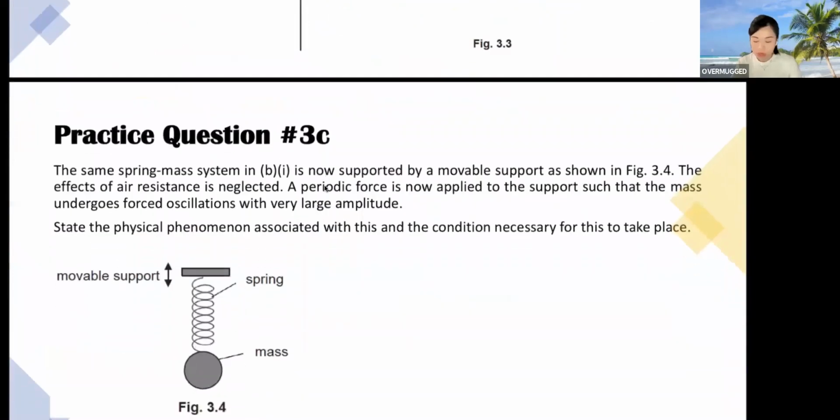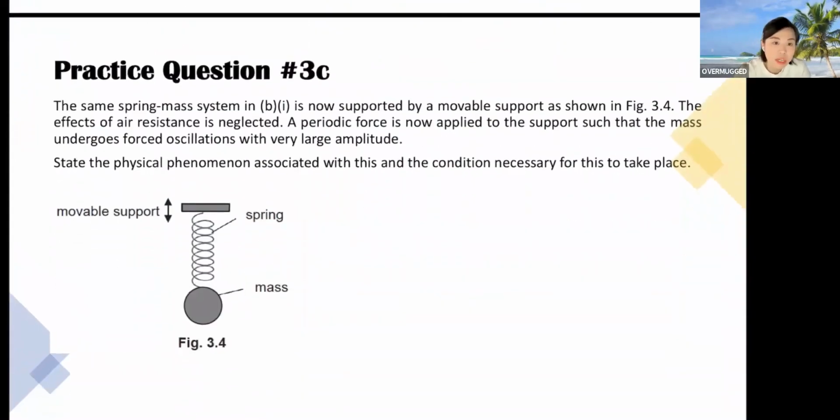Okay, now the next one. The same mass spring system in B part 1 now. So they changed. They took out the oil. They replaced it with a movable support. So that means this support here can actually move. Air resistance is neglected and a periodic force is now applied to the support such that the mass undergoes forced oscillation with very large amplitude. This is quite obvious already.